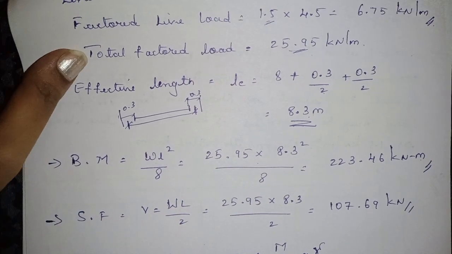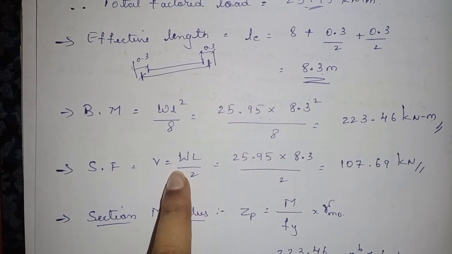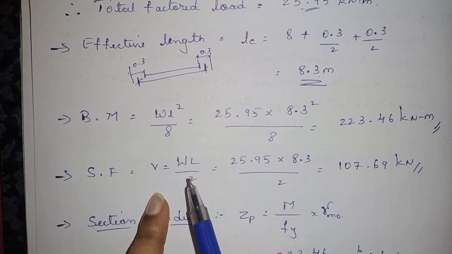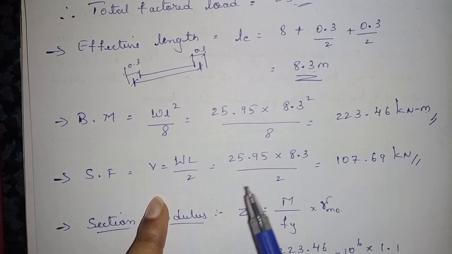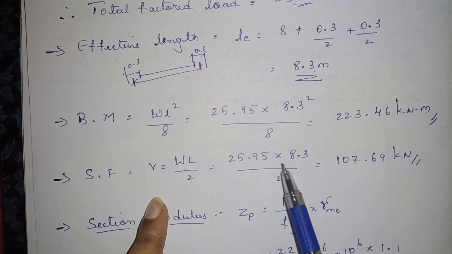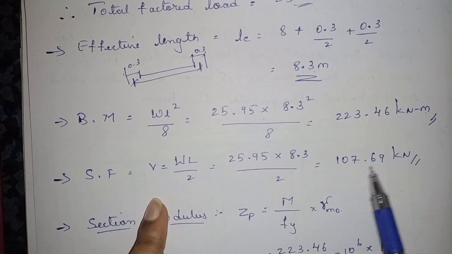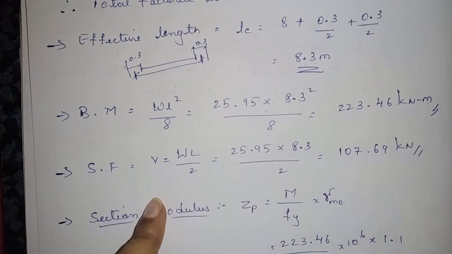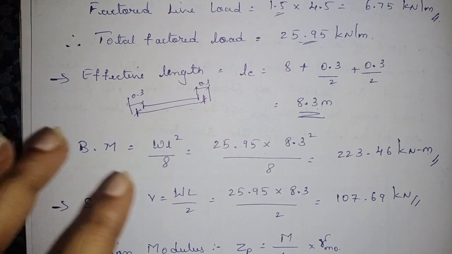Now we'll calculate the shear force. Again, for a simply supported beam carrying a UDL, these are the two standard equations: WL square by 8, I think you have studied in your structures, and WL by 2. 25.95 into 8.3 divided by 2, so that you will get the shear force. This is the bending moment, this is the shear force. So till now we have calculated the bending moment, shear force, load, and effective length.